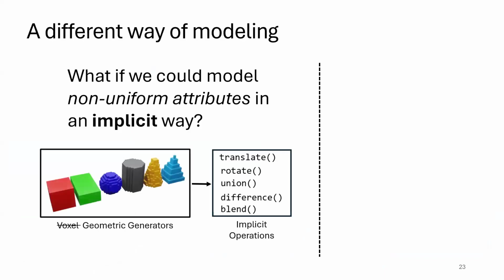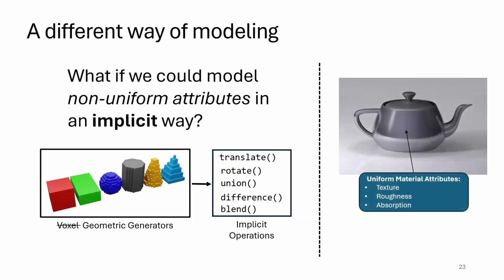So if we think about the original VoxelFuse framework, they had these voxel geometric primitives. What we really want to do is cross out the word voxel there and just have these implicit geometry primitives combined with these implicit operations on them, and then to perform the voxelization later.